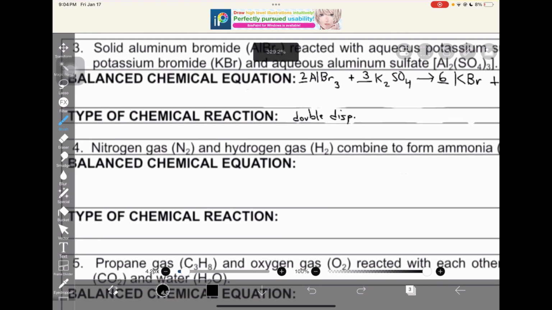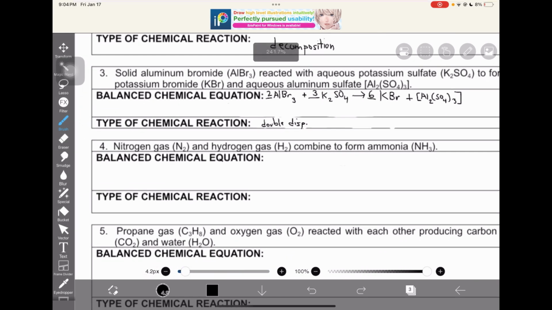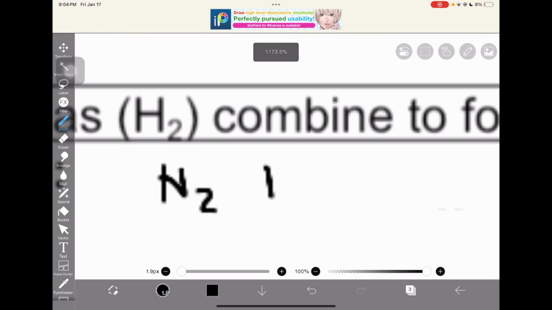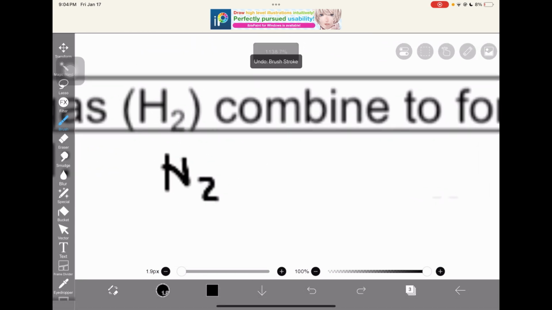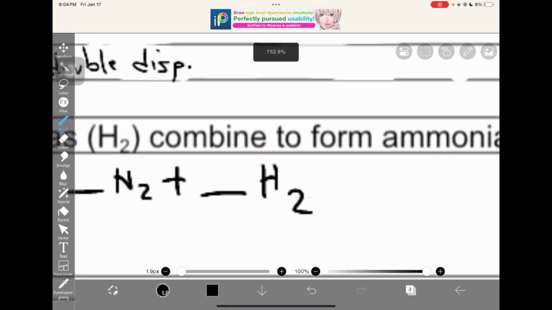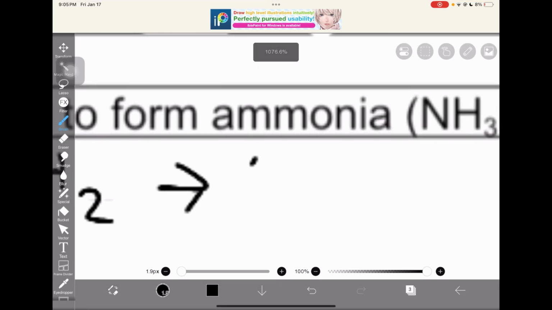Next, we have nitrogen gas, N2, plus H2, sorry, H2 turns into NH3.